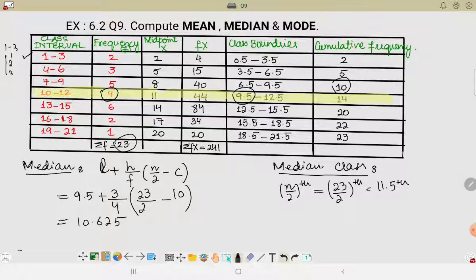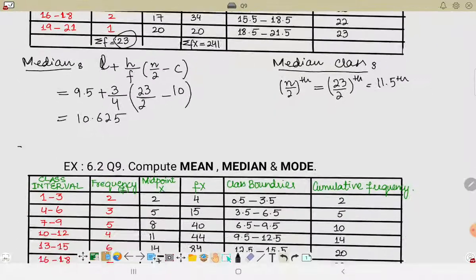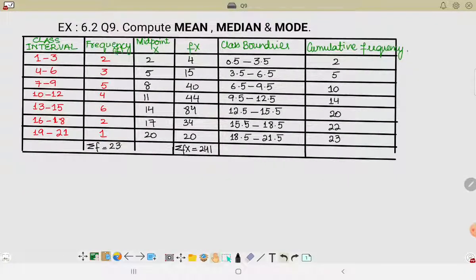Now we'll move forward to the mode. For finding out the mode, let's write down the formula first. L plus fm minus f1 divided by 2 times fm minus f1 minus f2, multiplied by h. So again, there are so many values. How we are going to sort out the values for this formula? For that, we need to find out the modal class.